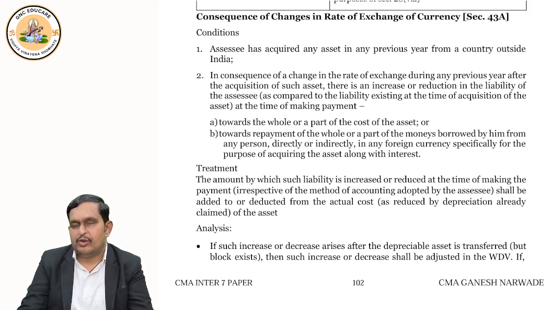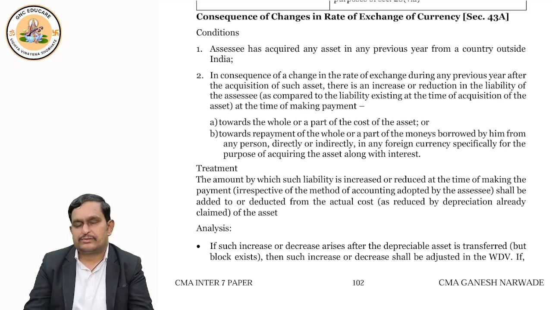Suppose today you purchased an asset worth $1 lakh, and 82 is the current exchange rate. When you multiply, you will write the cost to be 82 lakhs, $1 lakh into 82 rupees. So 82 lakhs will be the cost. That's it. Now let's go to the next concept.